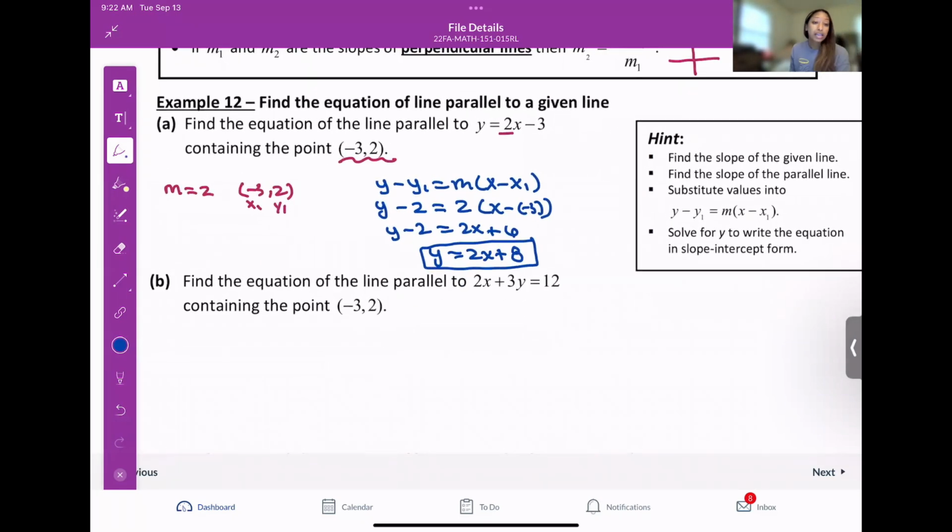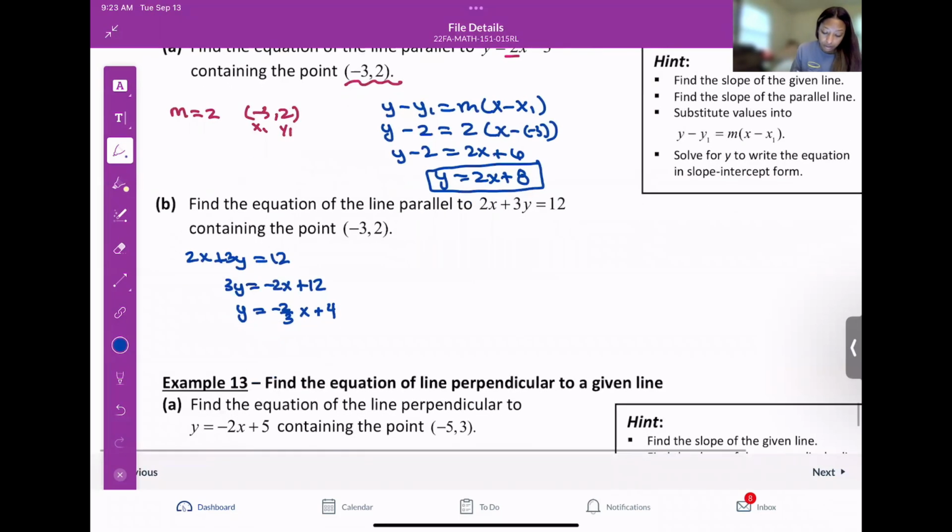All right, we get to do this again for part B, but in part B, the equation is given to us in standard form instead of slope-intercept form. That's okay though. We can take the standard form and still find our slope by putting it into slope-intercept form. So for part B, we're going to take 2x plus 3y equals 12 and solve this for y. Put it in slope-intercept form. 3y equals -2x plus 12. And if we divide everything by 3, y is equal to -2/3 x plus 4.